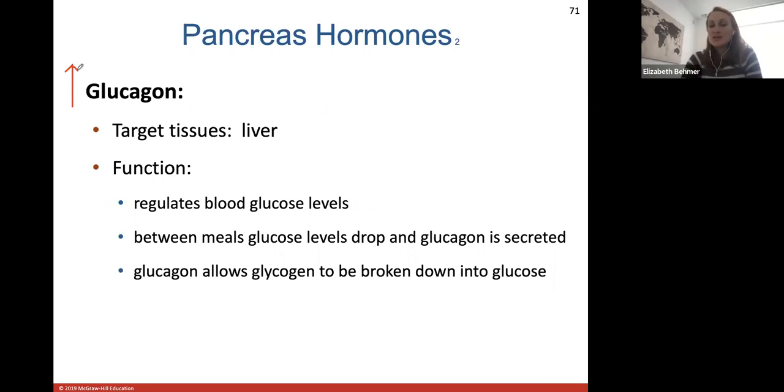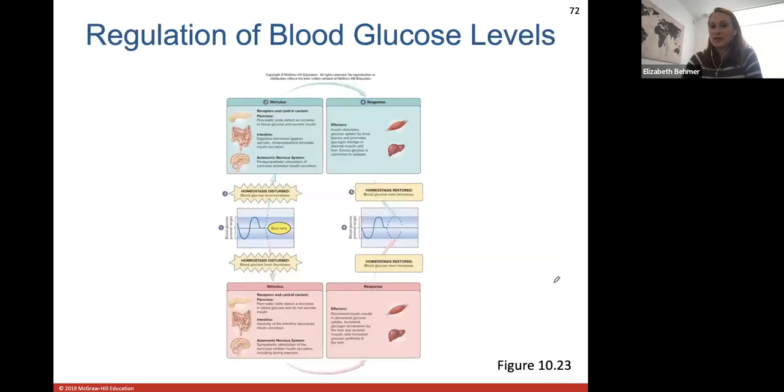So between meals, glucose levels will drop and glucagon will be secreted to allow the glycogen to be broken back down into glucose to try to go back into your blood to increase levels of glucose in the blood. So here we have these two major hormones and how they regulate your levels of glucose in the blood.